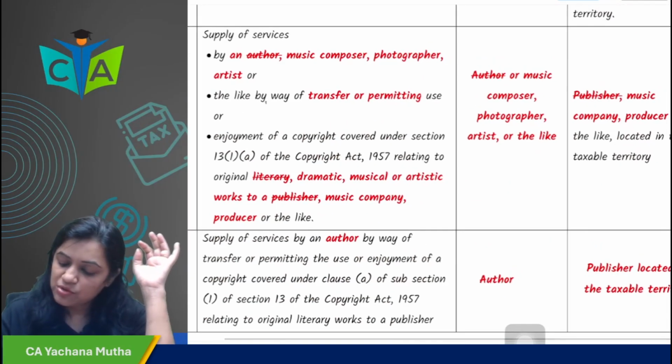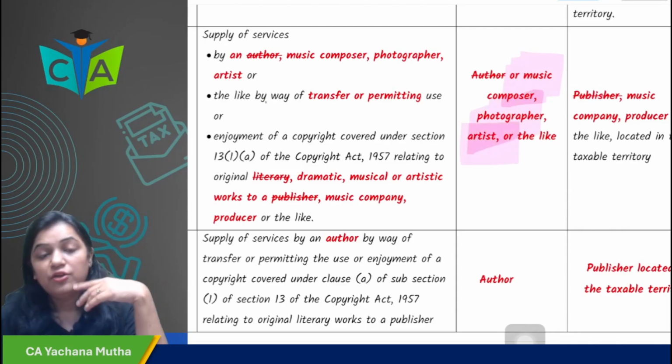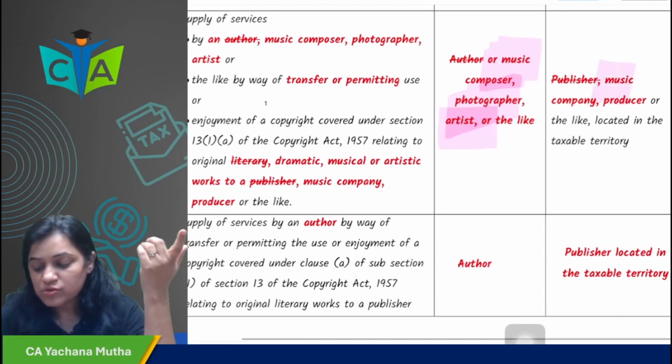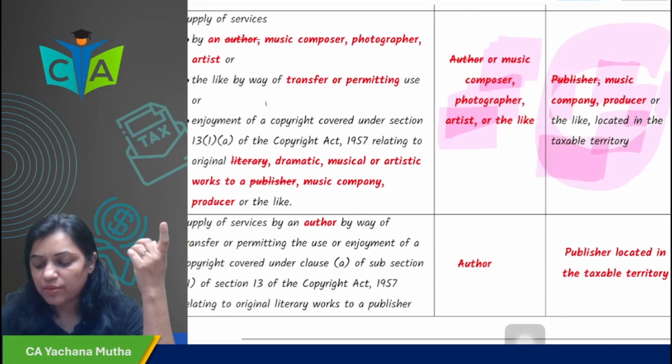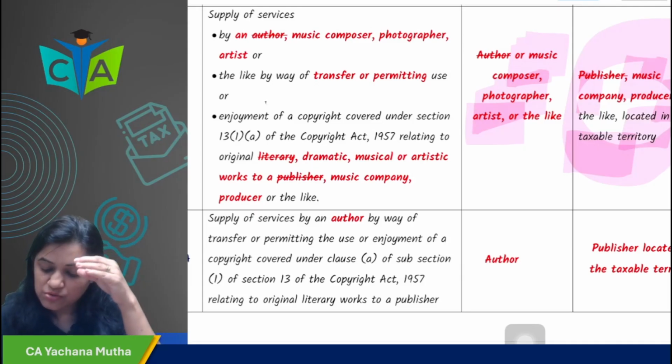Now, in case of a music composer, a photographer or an artist providing services to a music company or producer, who will pay the tax? The music company or producer will pay the tax in this case.